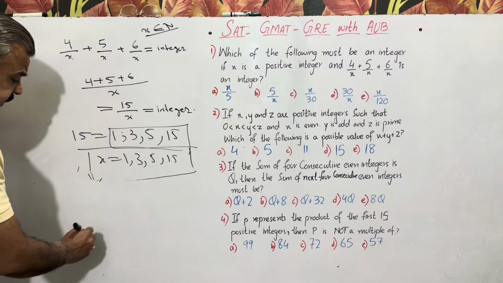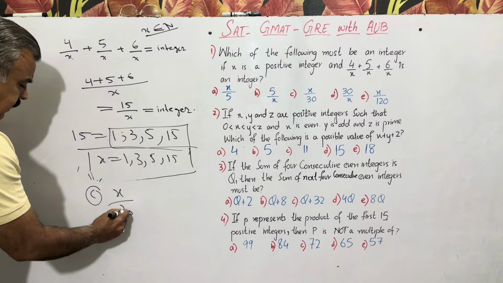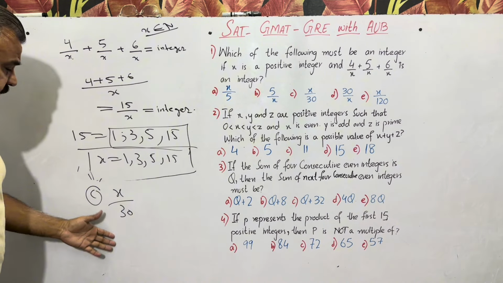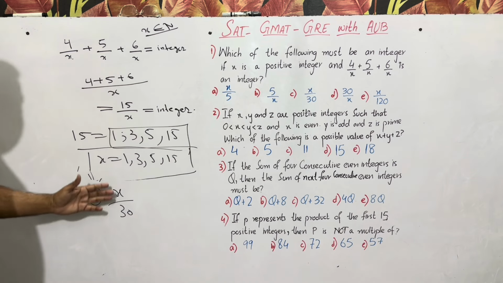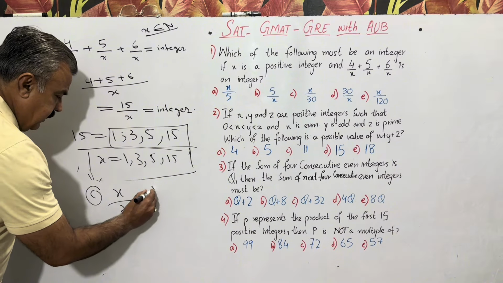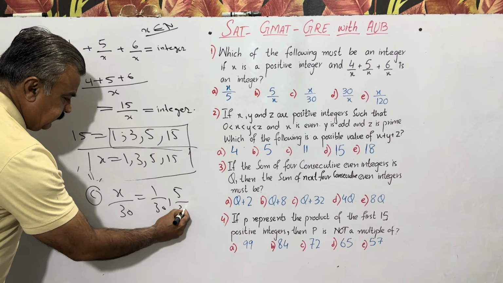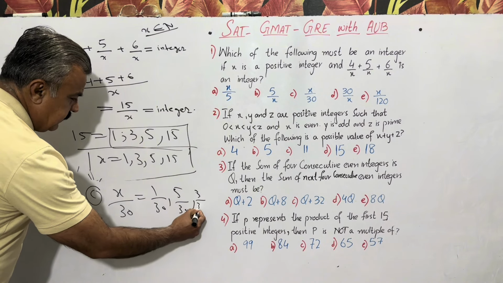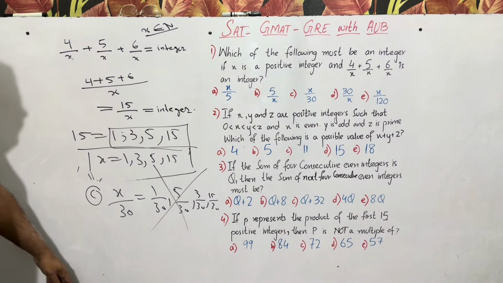What about option C, x over 30? If I write 1 over 30, it is not an integer. 3 over 30 gives 1 upon 10, it is not an integer. 5 over 30 is 1 upon 6. 15 over 30 goes to 1 upon 2. So it gives nowhere an integer.